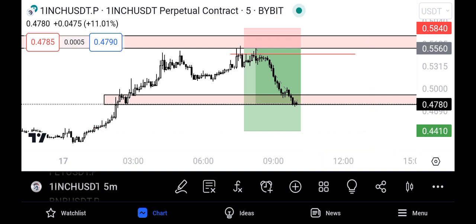When you see something like this, you know where to buy and if you're buying, where to sell and if you're selling, where your stop loss is, and your take profit.